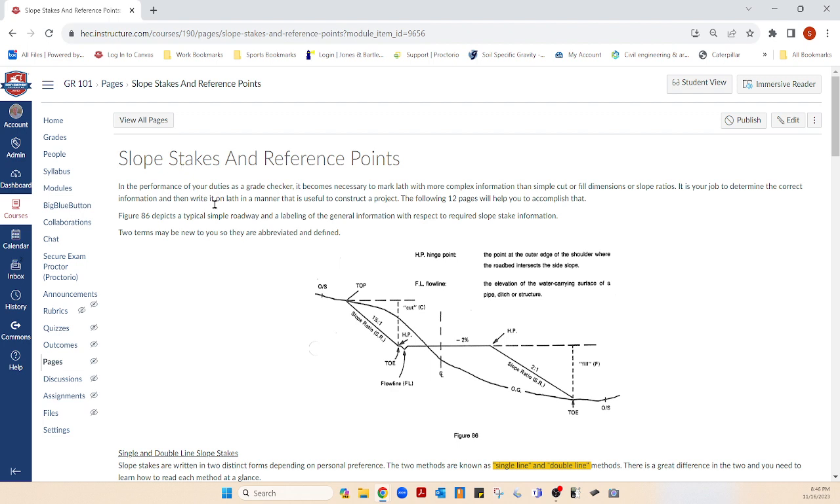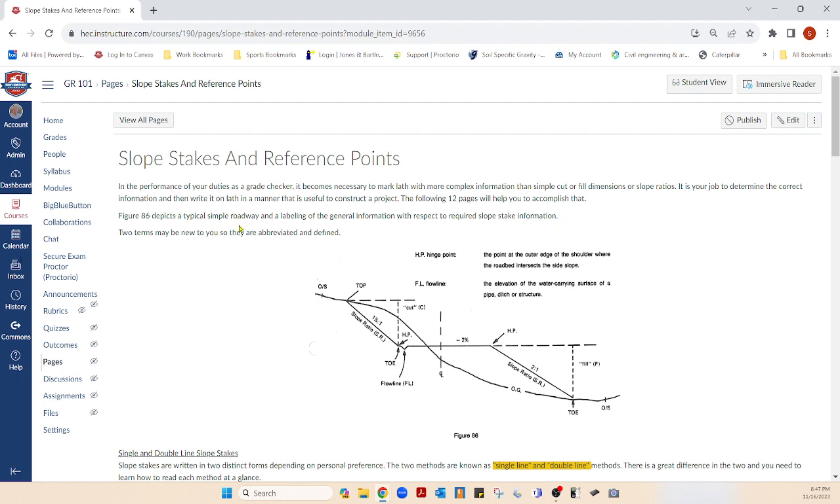It says, in the performance of your duties as a grade checker, it becomes necessary to mark the lath with more complex information than simple color field dimensions or simple slope ratios. It is your job to determine the correct information, then write it on the lath in a manner that is useful to construct a project. The next 12 pages, in the book it came from, will help you accomplish that.